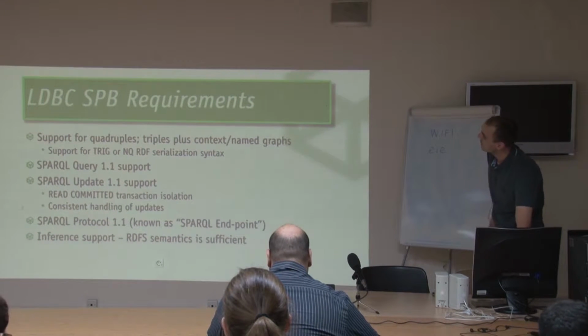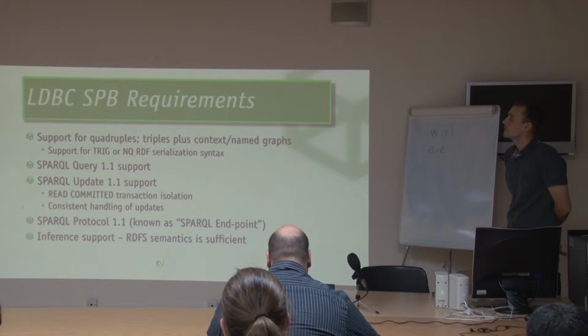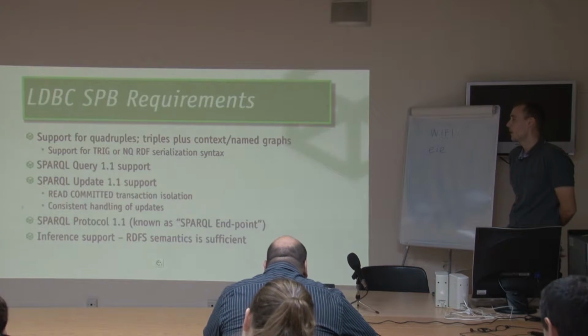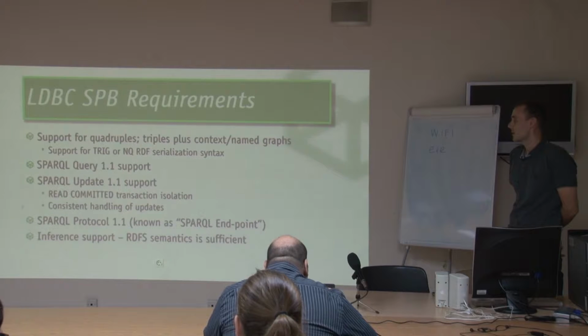The requirements to run this benchmark are: the triple store must be able to store context-aware data, which means triples stored in graphs. It should be SPARQL 1.1 compliant. It should support slight inference like RDFS.